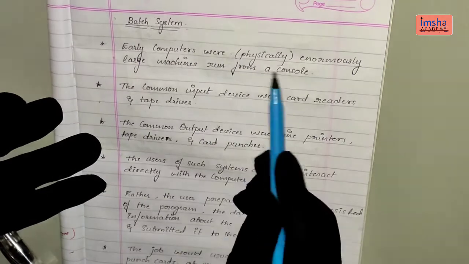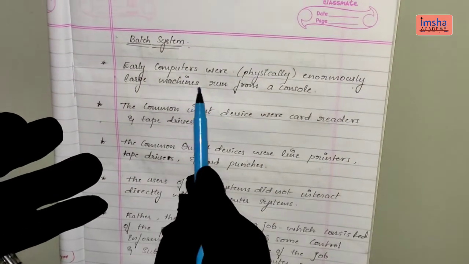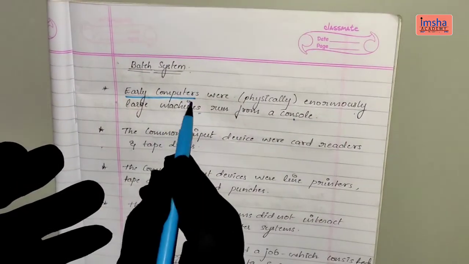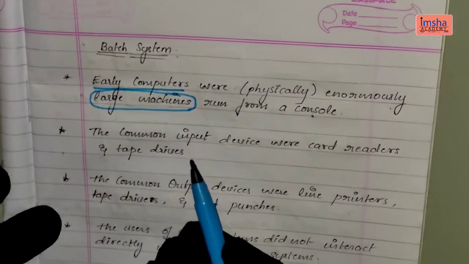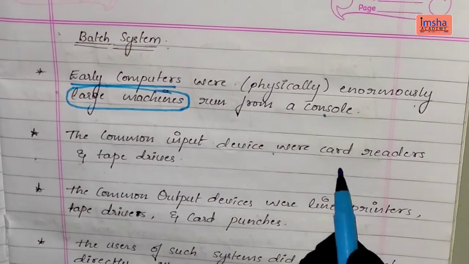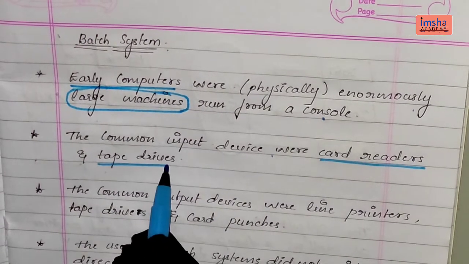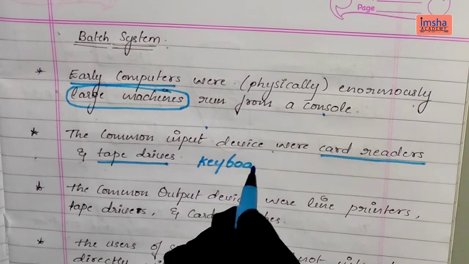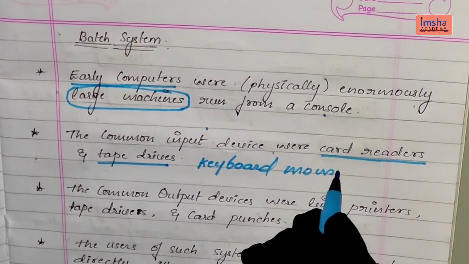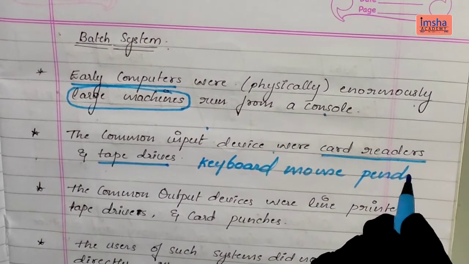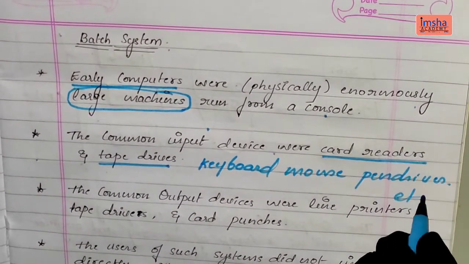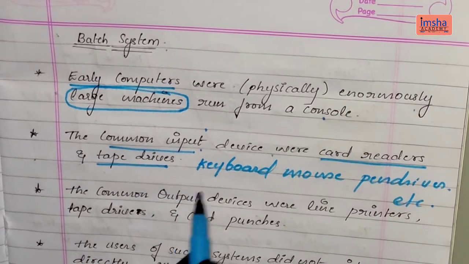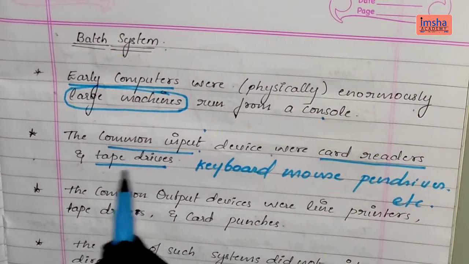Early computers were physically enormously large machines run from the console. So early computers were large machines. The common input devices were card readers and tape drives. Now we have different input devices such as keyboard, mouse, and we can insert data through pen drives, etc. Touch screen is also a common input device nowadays. But before, it was card readers and tape drives.